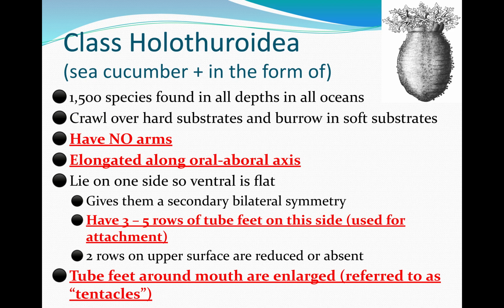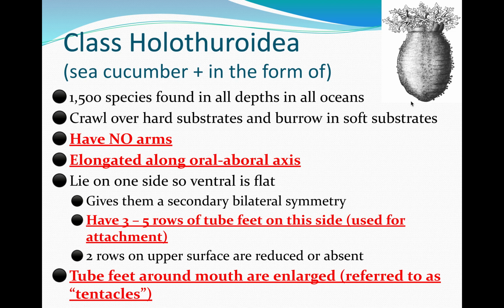And the number one thing is this is really the only echinoderm that has no arms. Instead, they have this elongated oral-aboral axis. It's kind of like taking a sea urchin and stretching it out. And so they don't really have any arm-like structures to them at all.